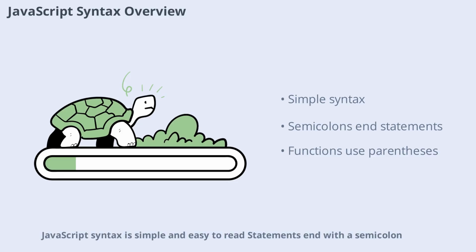JavaScript syntax is simple and easy to read. Statements end with a semicolon and functions are called using parentheses. Understanding basic syntax helps you write clear and effective code. We'll cover more details in upcoming lessons.